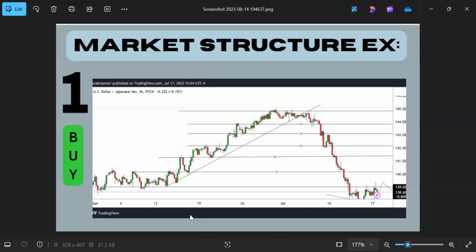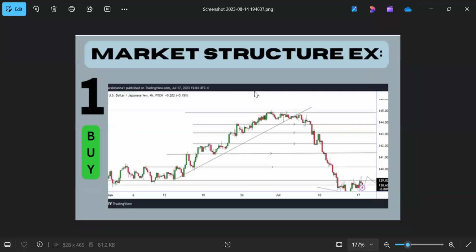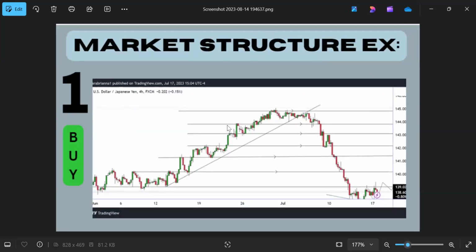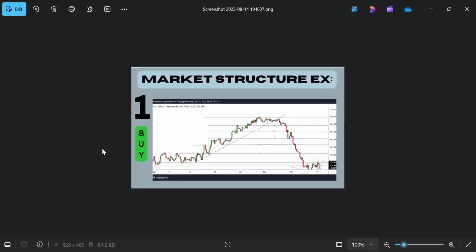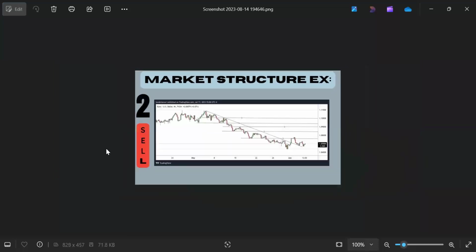Let me go ahead and see. Okay, so we do have some UJ traders. Cool. We'll mark that one up too together. So this is just an example. Does anybody have any questions about the uptrend of market structure? No? Okay. And then we'll look at a downtrend.